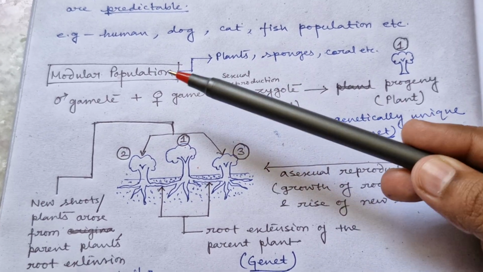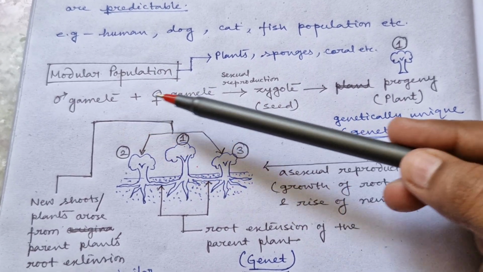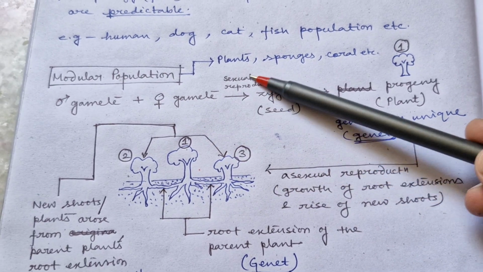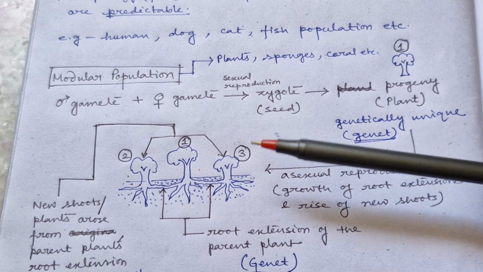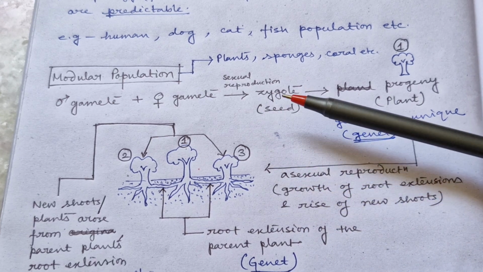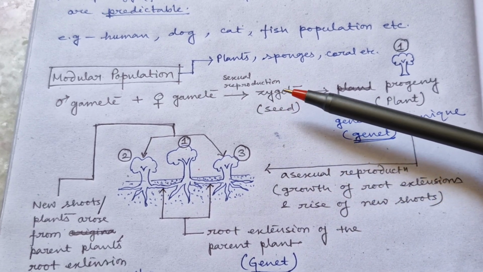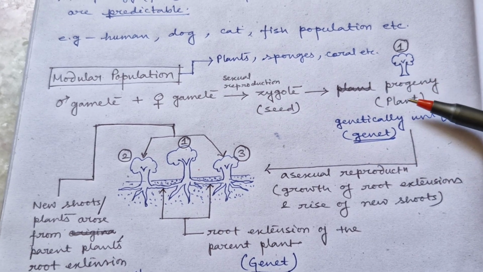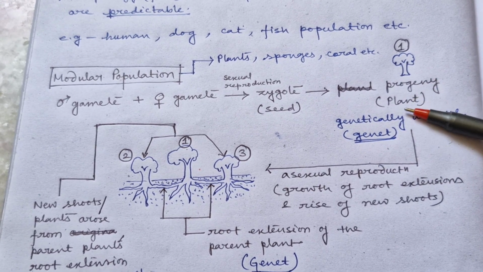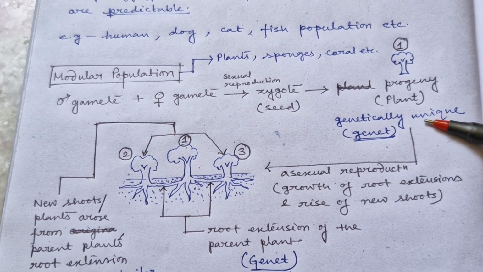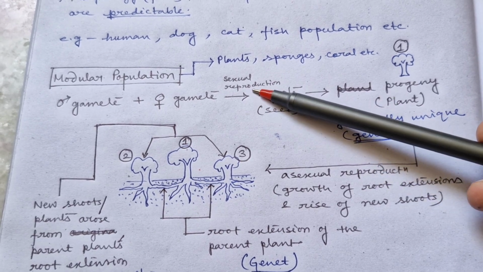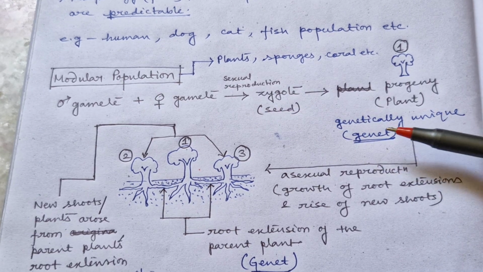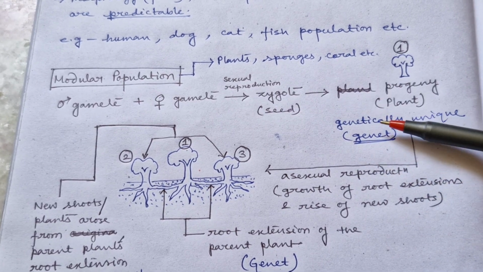See here, in a modular population, male gamete and female gamete mate and a zygote forms through the process of sexual reproduction. And here we are taking an example from plant population. From the seed, the progeny develops. The progeny is actually the plant, and this plant is genetically unique. Why is this genetically unique? Because it is a product of sexual reproduction between pollen and ovum. So this is known as genet, like in the unitary population.